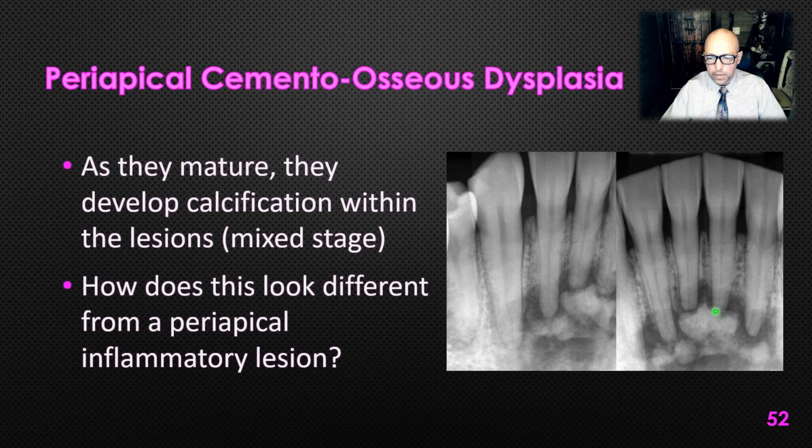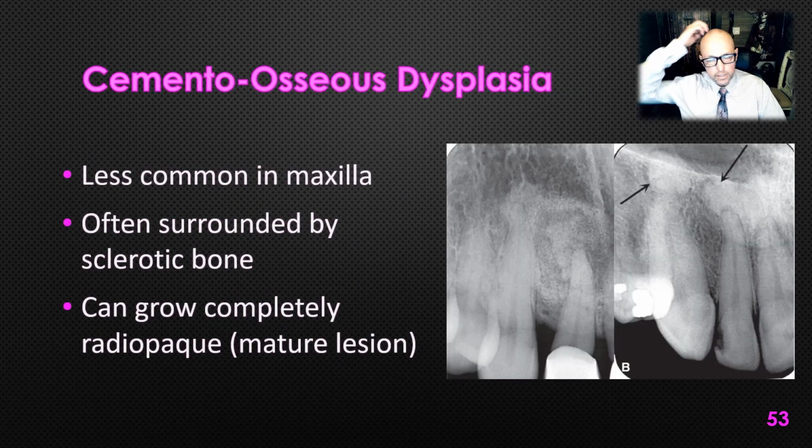Sometimes if you look close at the PDL space, the calcification kind of outlines a normal PDL space, and that's a sign of cemento-osseous dysplasia rather than a periapical inflammatory lesion. So a lot of little subtle things that you can pick up on as you look at more and more of these lesions, as you get more experience. But radiographically, it can tell you a lot, even though we always say radiographically we're not making a diagnosis, we're just coming up with a differential. There are a lot of little subtle signs that can lead you to what the lesion is.